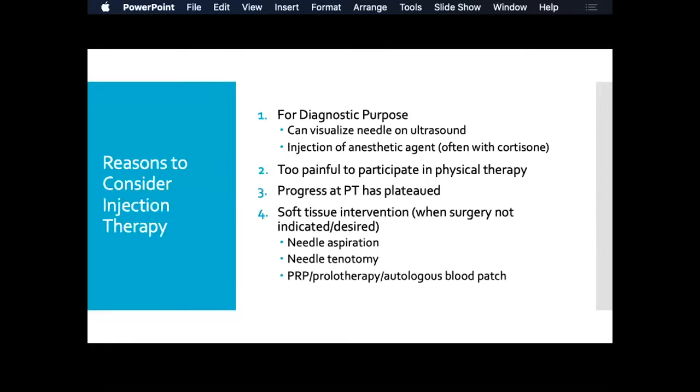So basic interventions, reasons to consider injection therapy. So for diagnostic purposes, like I talked about before, you can see the needle on the ultrasound. So oftentimes, you know, you'll have people come in, we sometimes call them blind injections. I call them anatomic injections, where you're not looking under ultrasound.